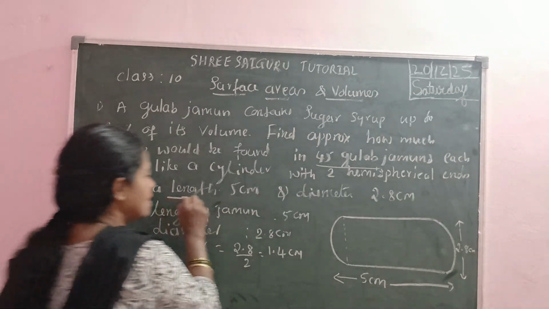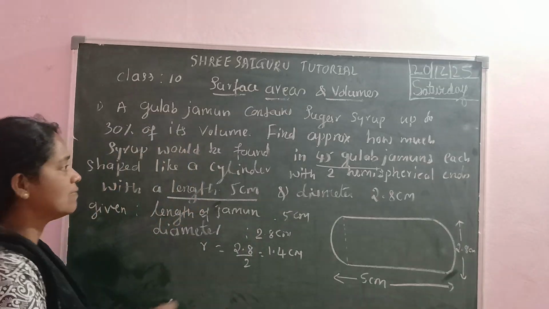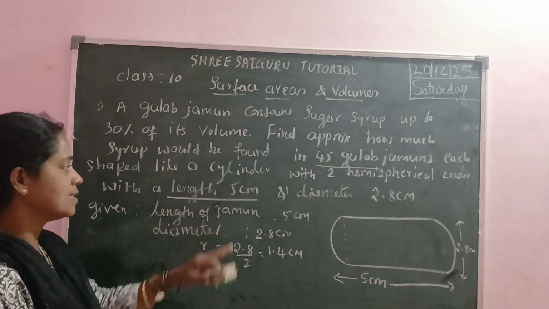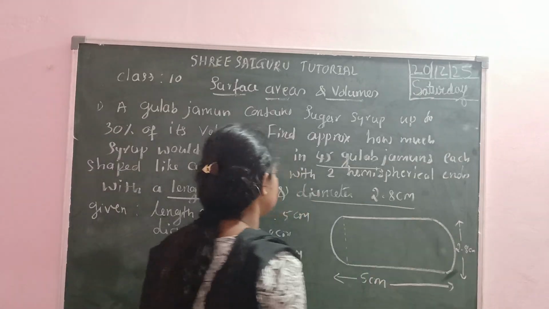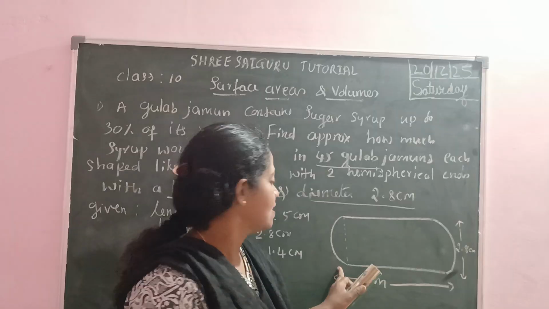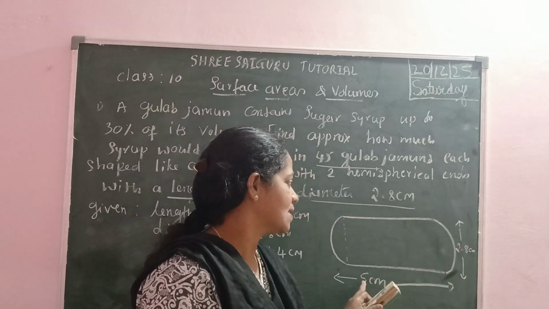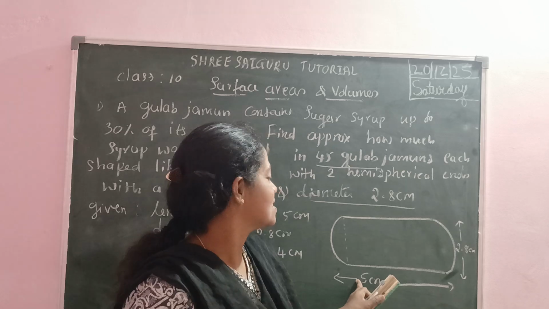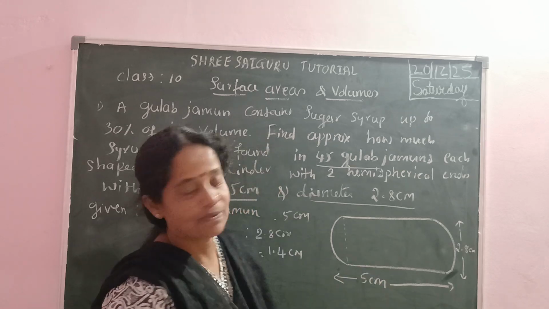So it is the length of the two hemispherical ends, 5 centimeter, and the diameter is 2.8 centimeter. See, this is the required diagram. See, this is nothing but a jamun. Everybody likes jamun. Even though it is my favorite sweet also.